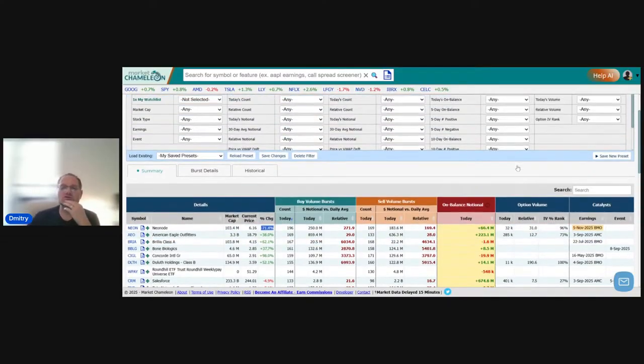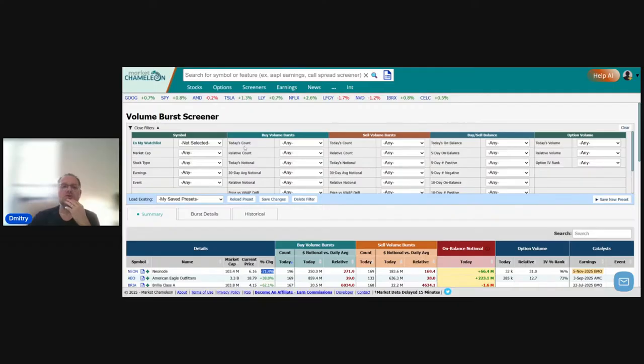So we could use our filters over here. We could look at the buy burst. Let's say we're looking at it from the buy side, and today's count, we see not just one buy burst, but maybe like three or more, right? So it wasn't just taken one time. Somebody took liquidity, but then came back and took more liquidity. So let's look at three or more.